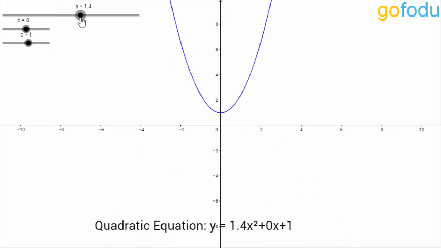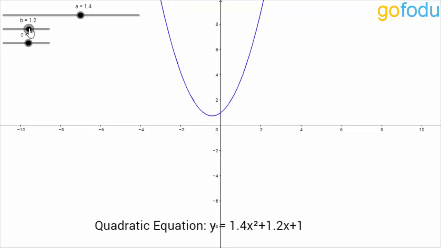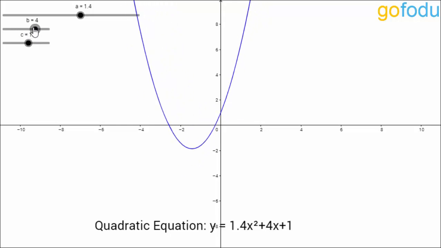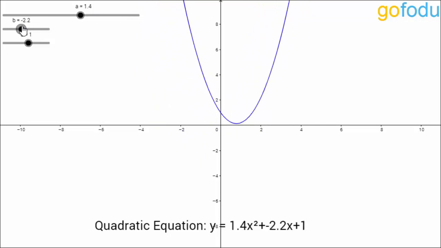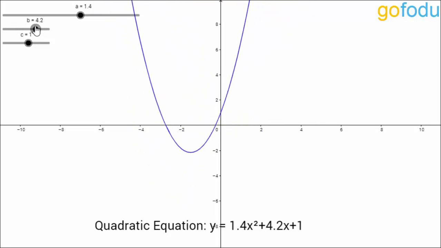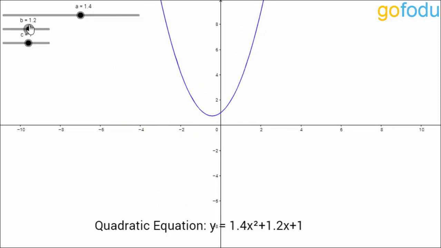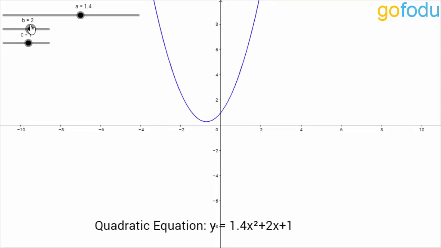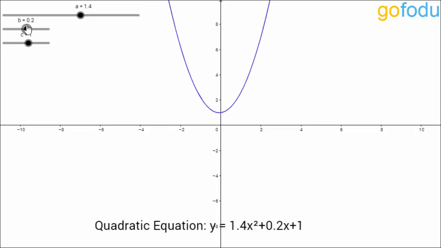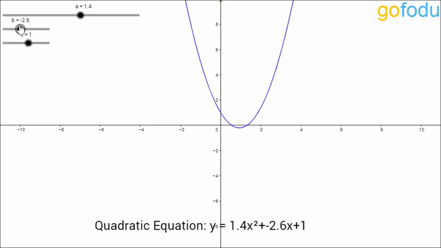Next, we will change the value of b. As b changes, this graph will move in a curve, and this curve is nothing but a parabolic trajectory. This graph will take a parabolic trajectory. The shape of a quadratic equation graph is a parabola only, and on changing the coefficient of x, it moves in a parabolic path.